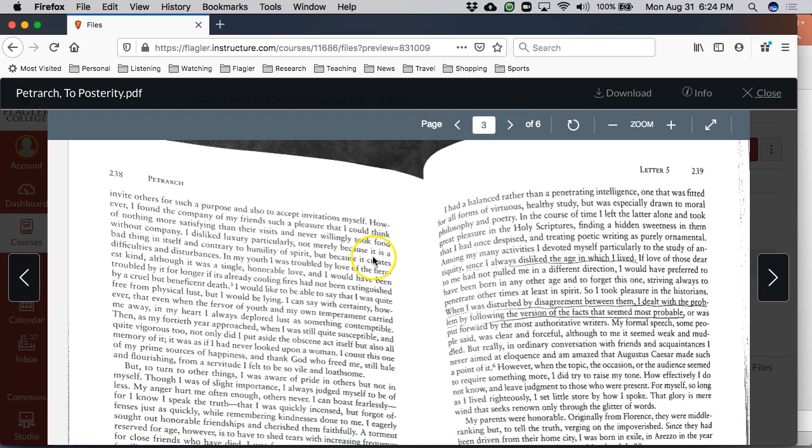But he judges himself here, okay? He acts as a literary critic of his own work. And this is not the only place he does that. I had a balanced rather than a penetrating intelligence, he says. One that was fitted for all forms of virtuous, healthy study, but was especially drawn to moral philosophy and poetry. In the course of time, I left the latter alone and took great pleasure in the Holy Scriptures, finding a hidden sweetness in them that I had once despised, and treating poetic writing as purely ornamental.